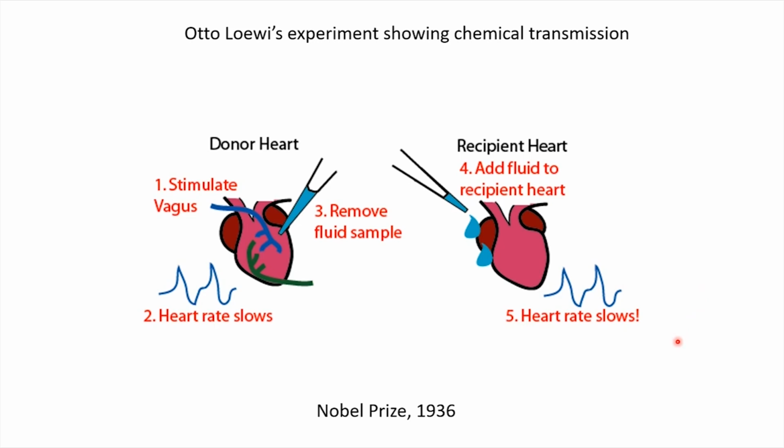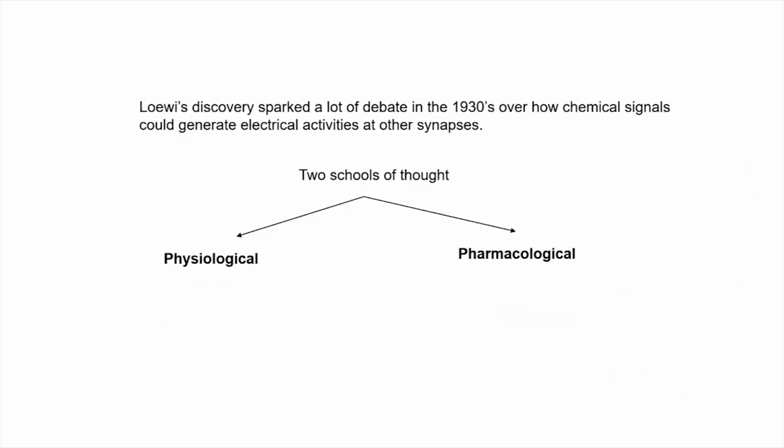And then he collected some of the fluid from this petri dish around the heart. And now comes the clever part. He puts this fluid on another heart in a different petri dish. And this heart is not connected to a vagus nerve now, it's just an isolated heart. And when this fluid is applied on it, he was able to show that the heart rate here also slows down, which means that this fluid contains some chemical that is able to transmit this effect.